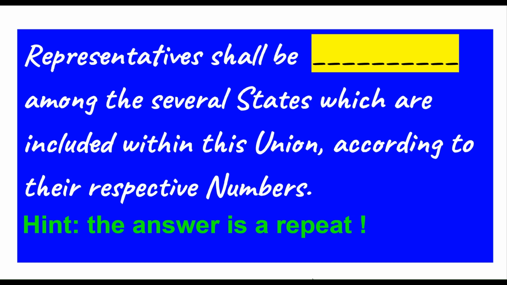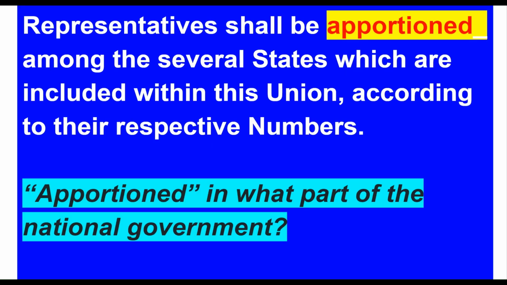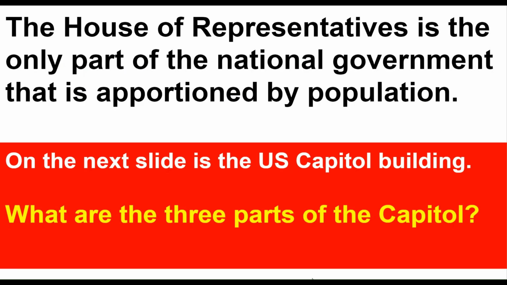This is a repeat. Representatives shall be apportioned among the several states which are included within this union according to their respective numbers. And that word is apportioned. That's a very important word, why I've used it a second time in this slideshow. The House of Reps is the only part of the national government that is apportioned by population.